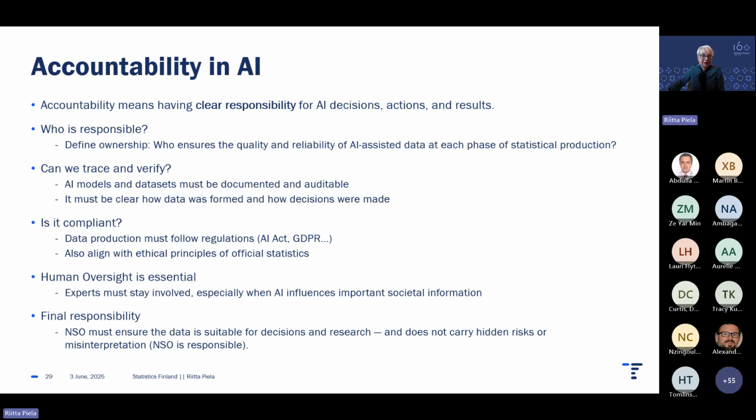Can we trace and verify? Yes, AI models and datasets must be documented and auditable. It must be clear how the data was formed and how the decisions were made. And data production must follow regulations and also align with ethical principles of official statistics.